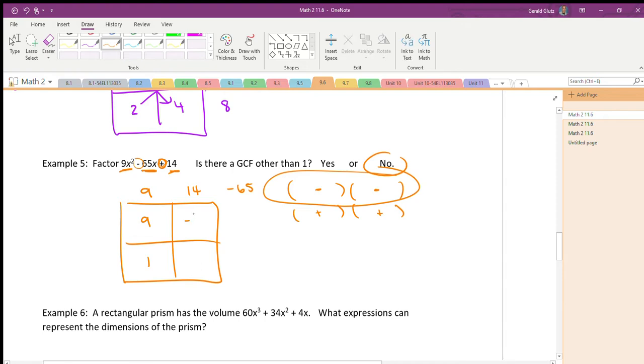So I'll try -7 and -2. So 9 times -7 is -63. 1 times -2 is -2. When I add -63 plus -2, I get -65. So that means my answers are here in the box. So I start with the top left. So 9x plus its diagonal, so -2. Then 1x, or just x, -7.